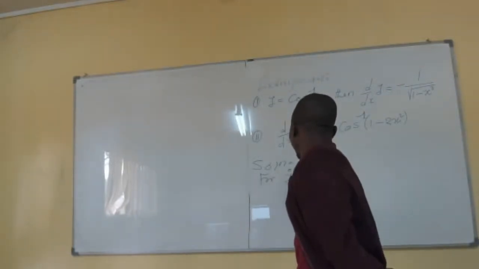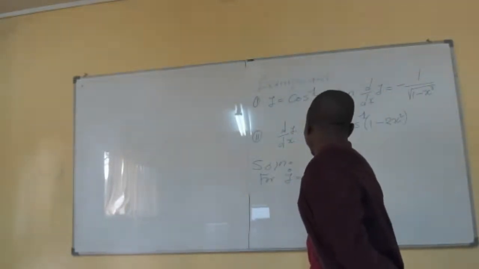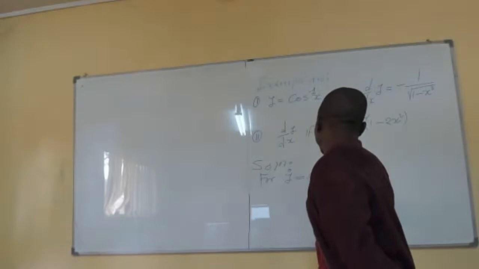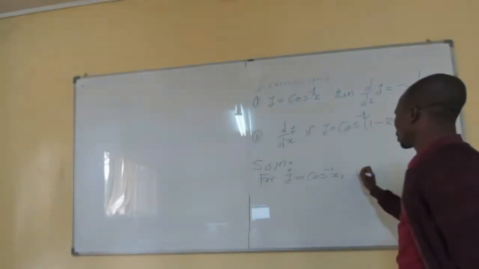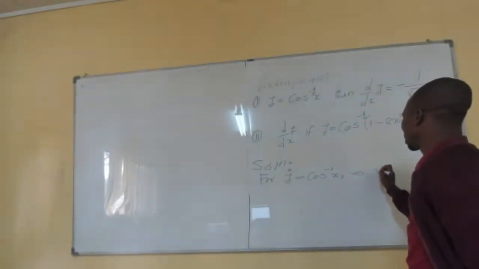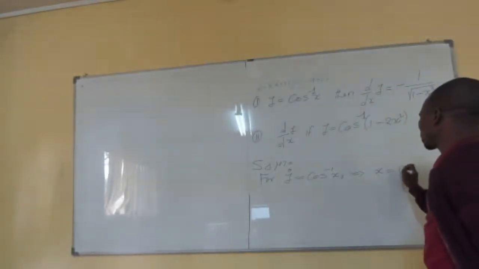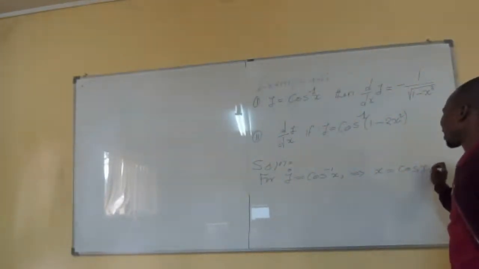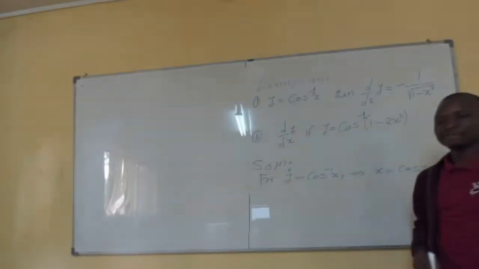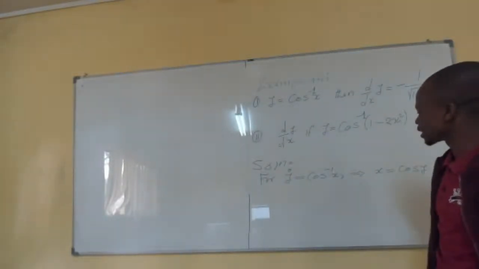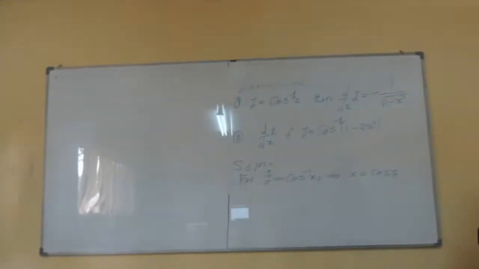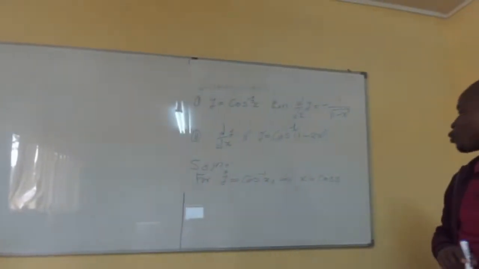So for y equal to the cosine inverse of x, it implies that x is equal to what? Cos y, isn't it? If y is equal to cos inverse of x, it means that x is equal to the cosine of y.